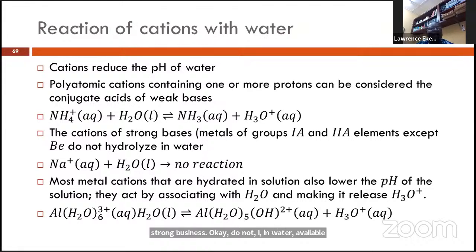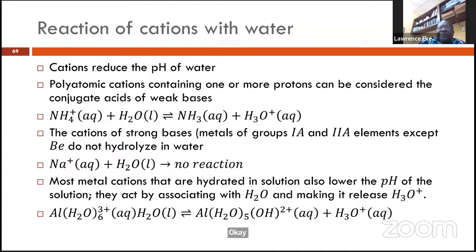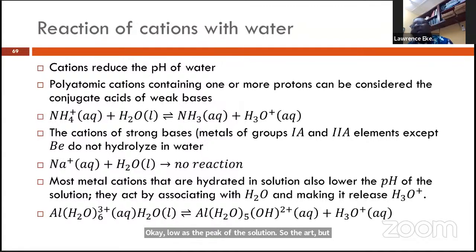Most metal cations that are hydrated in solution also lower pH. Metal cations that are hydrated lower the pH of the solution. They act by associating with water to release hydronium ions.